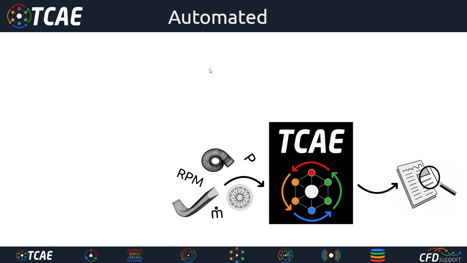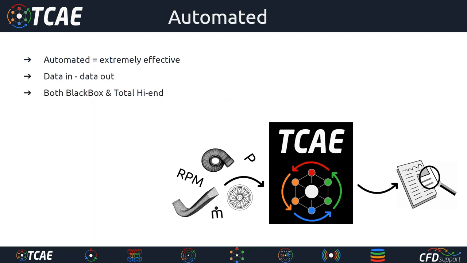And the last major principle is that it's automated. So automation brings extreme effectivity. TCAE is really, really automated, as automated as it can be. So you can put the data in and pull the data out of it. You can either use it as a black box or as total high-end software where all the options are open. And the beauty of it is that it's the user who decides how deep to dive into the problem or not at all. So automation is another very important principle.